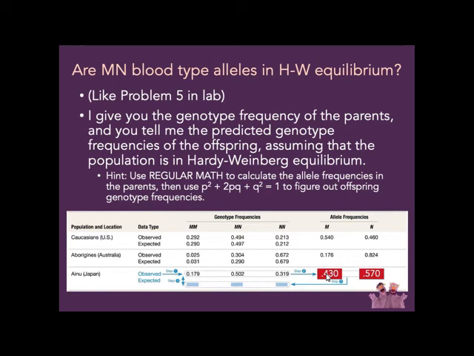Now we need to calculate what we would expect the population genotype frequencies to be under Hardy-Weinberg. So now we use p's and q's. Which of these is p and which is q? The 0.430 is p and the 0.57 is q. In p's and q's, what calculation would we do to figure out the expected genotype frequency of MM? That's p squared. So p squared would be 0.430 squared.